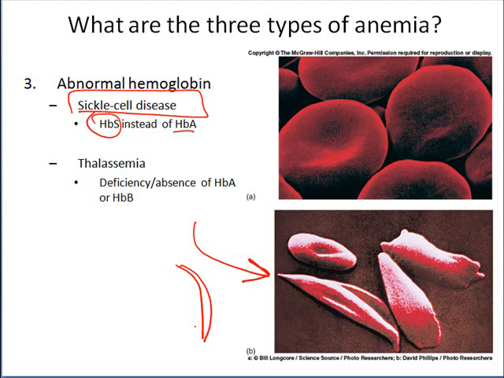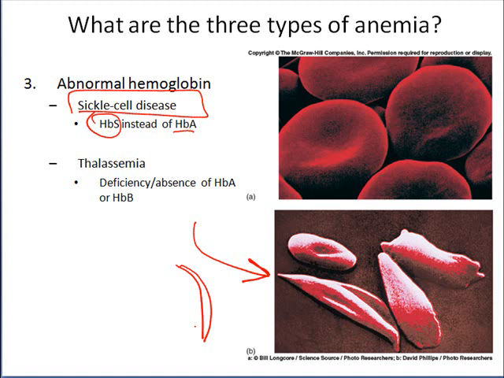Sickle cell disease is most common among those of African American descent. And if you want to know why that is from an evolutionary perspective, ask me and I'll tell you the tale of how malaria fits into the picture. But I won't tell it here.